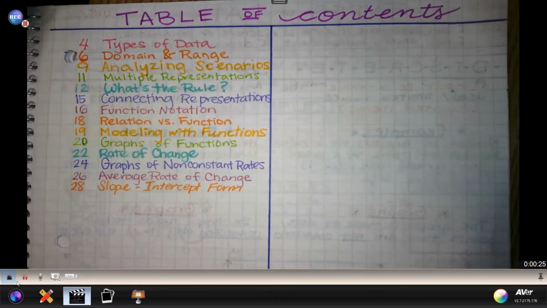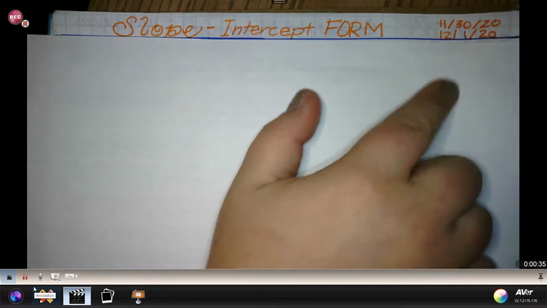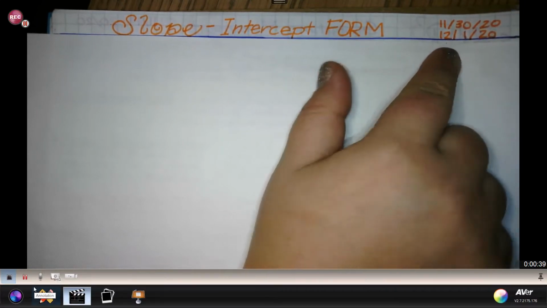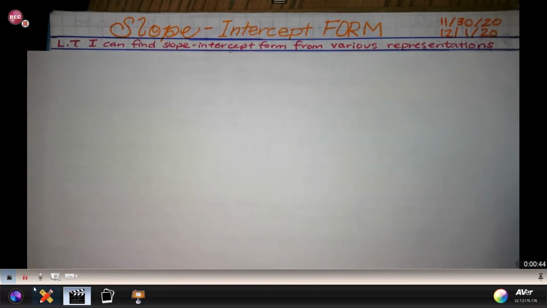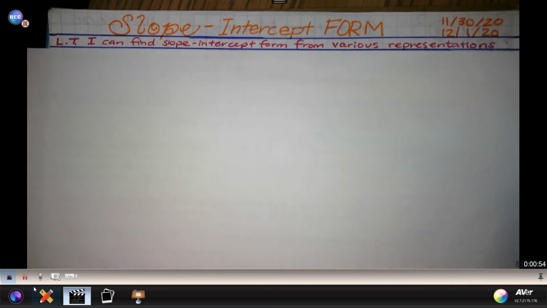So we're on page 28. We're going to use both the left and the right side of the pages today, so 2 pages of notes. All right, slope-intercept form is the title of the notes, and for some people it's 11:30, and for others it is the 1st of December. And the learning target is I can find slope-intercept form from various representations, so different ways that the problem could be represented.